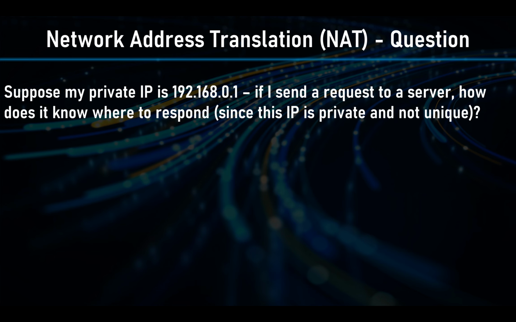Right, so let's think then. Suppose my private IP is 192.168.0.1. Then if I send a request to a server, how does the server know where to respond, since this IP is private and not unique?